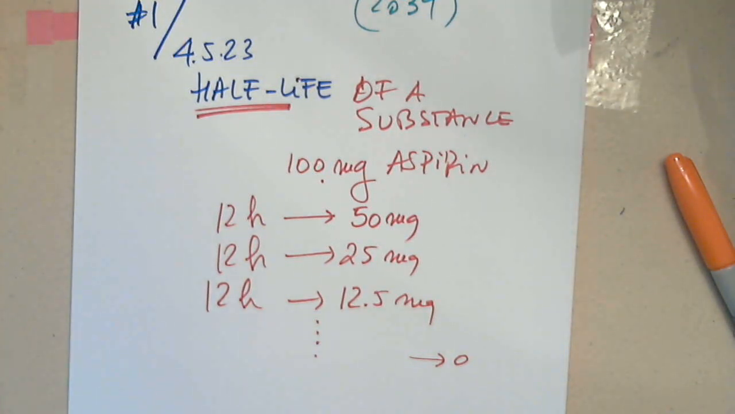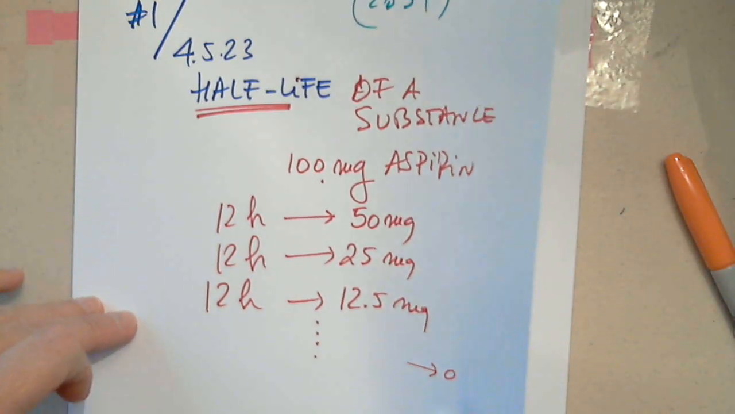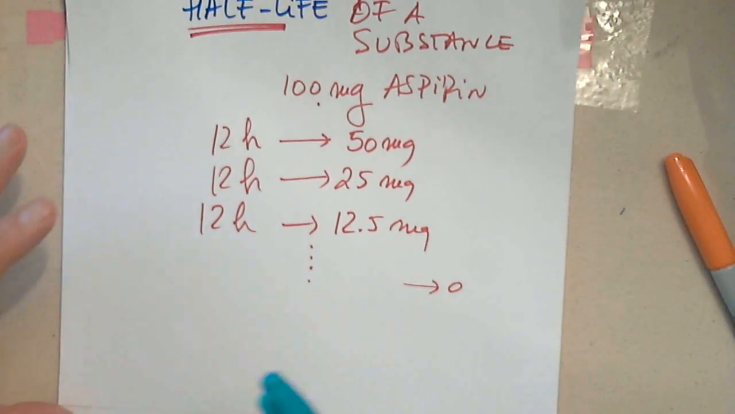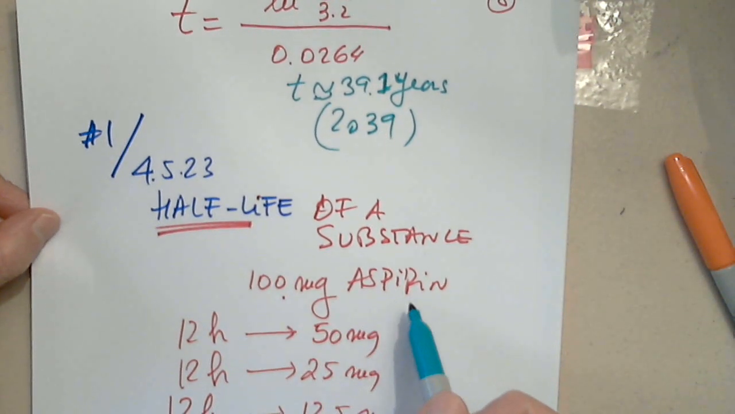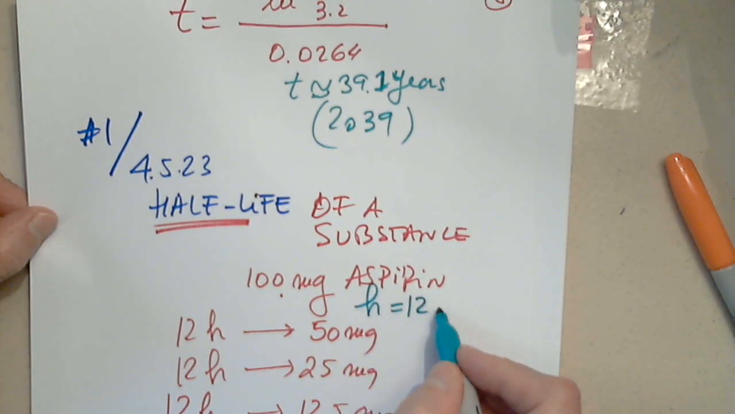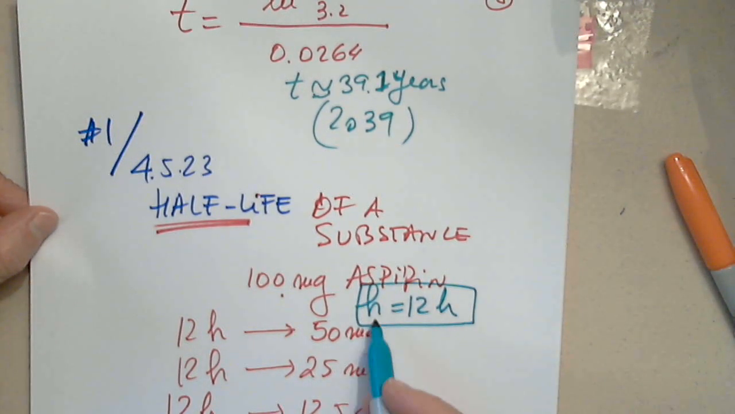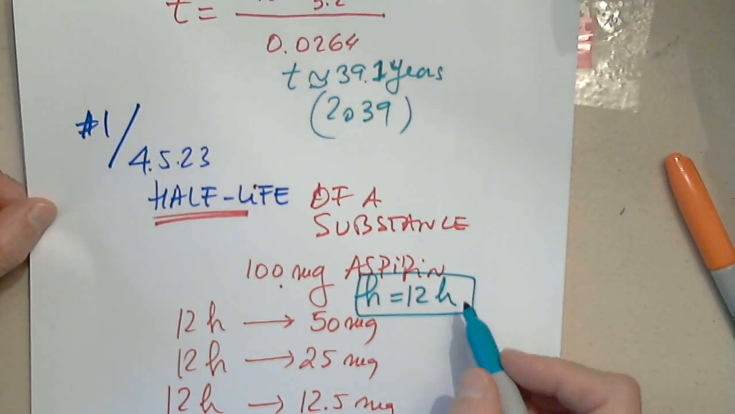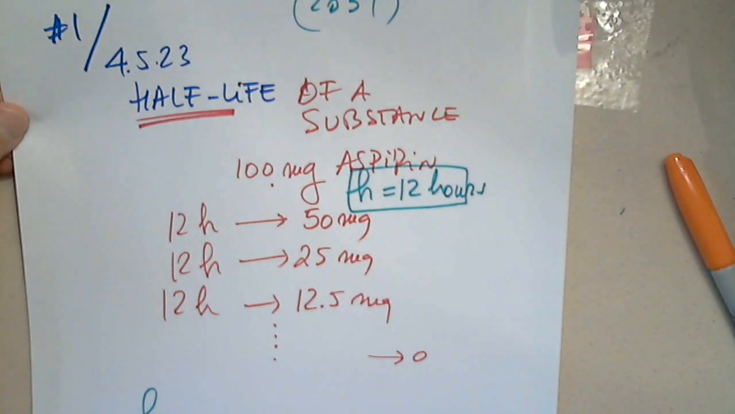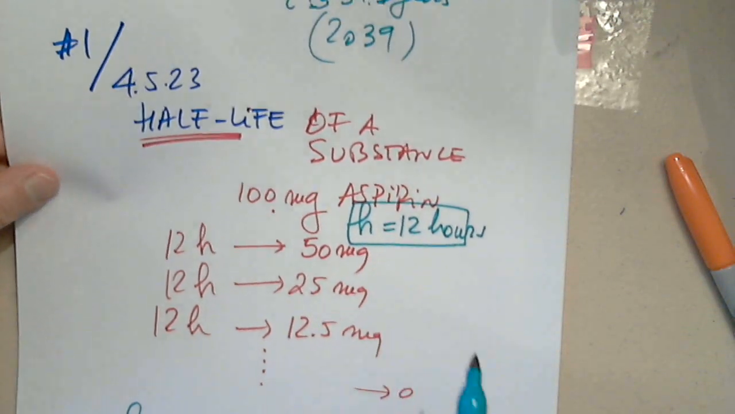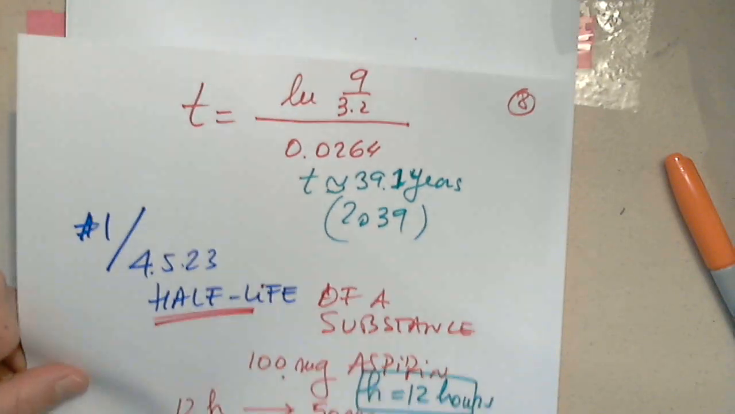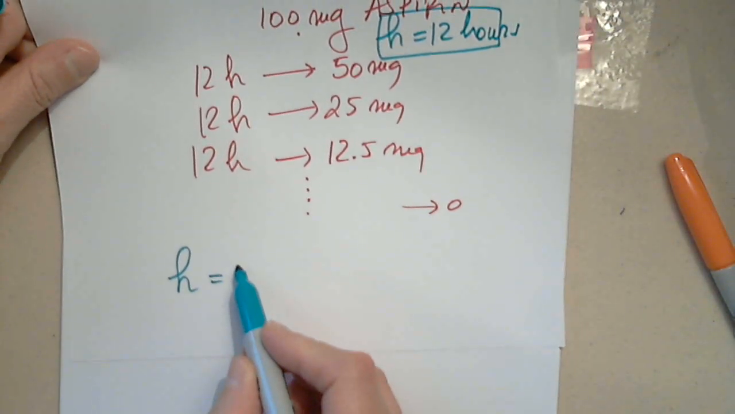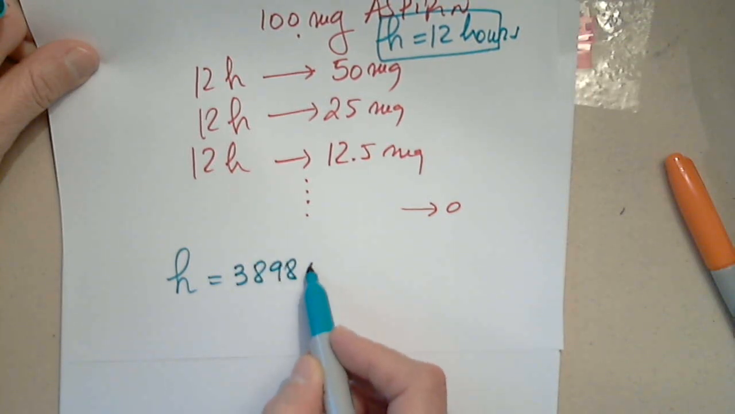So in this problem, we are told that the half-life, which is normally denoted by H, so for the aspirin, the half-life will be 12 hours. I know it's H and H, so it's a little bit confusing, so I'm going to write hours. So the half-life is 12 hours for aspirin. For this substance in problem 1.4.5.23, it is given to us as 3.898 years.